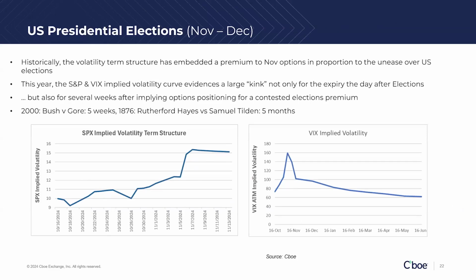Okay. Over here, we're comparing side by side the S&P volatility term structure with the VIX implied volatility term structure. And just a reminder, the S&P reflects moderate moves, and the VIX term structure reflects very large shocks, basically.